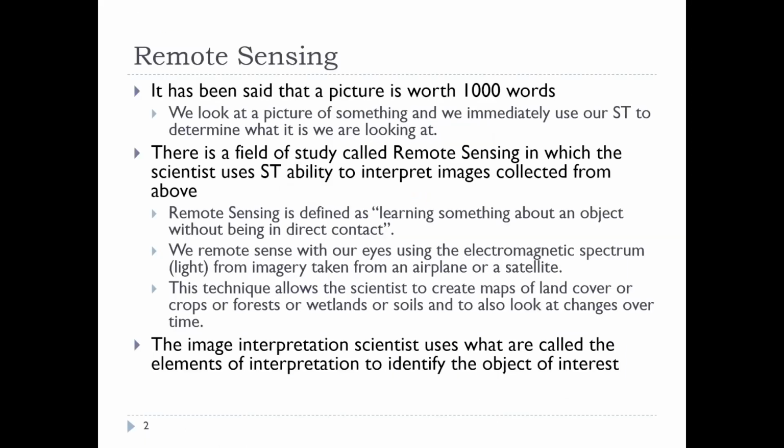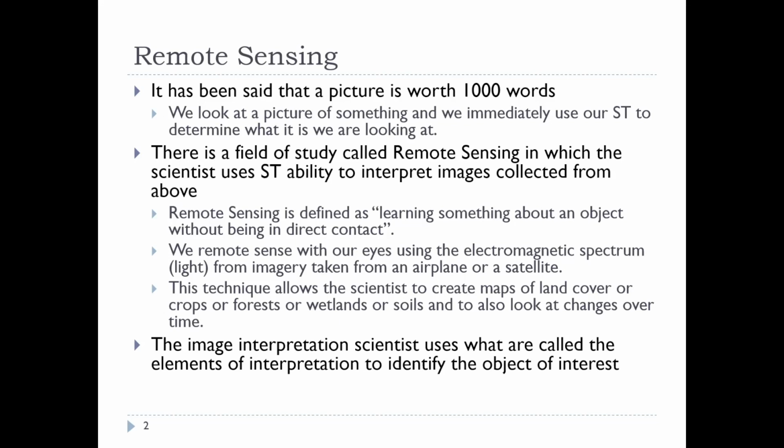So I'm going to talk a lot about remote sensing. It's been said that a picture is worth 1,000 words. And you and I, when we look at a picture of something, immediately, whether we're aware of it or not, we use our spatial thinking to determine what it is we're looking at. And so there's this whole field of study called remote sensing, in which a scientist uses their spatial thinking ability to interpret images collected typically from above. So from an airplane, from space, from what's called an unpiloted aerial system, sometimes called a drone these days.